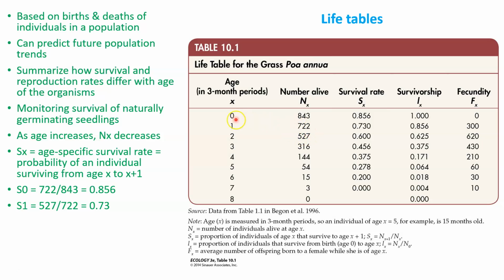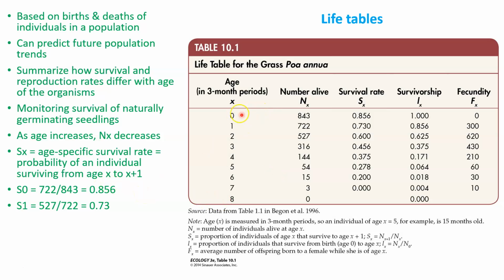So if you want to calculate the survival rate for the second age class, that is the age class 1, you have to divide 527 by 722, and then you get 0.73. Okay, so that's actually how you calculate a survival rate, right?